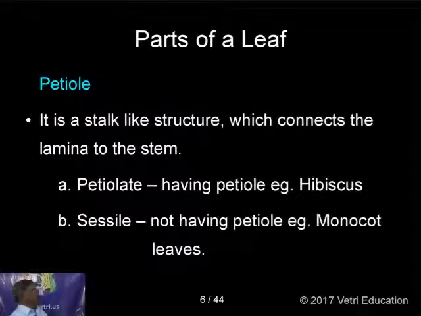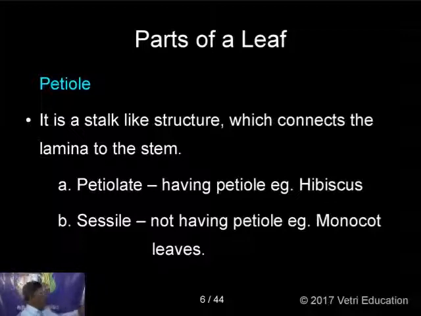Next, petiole. I told you already, this is the stalk-like structure which connects the lamina to the stem. If a leaf has a petiole, it is called petiolate. Example, hibiscus. If there is no petiole, such leaves are called sessile leaves. Example, monocot leaves.